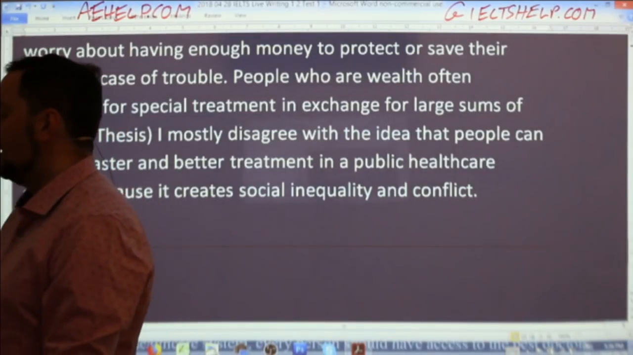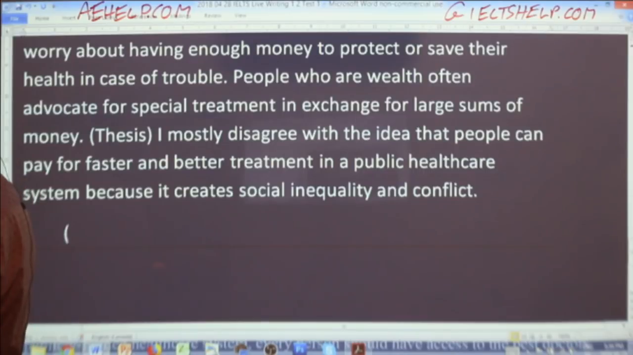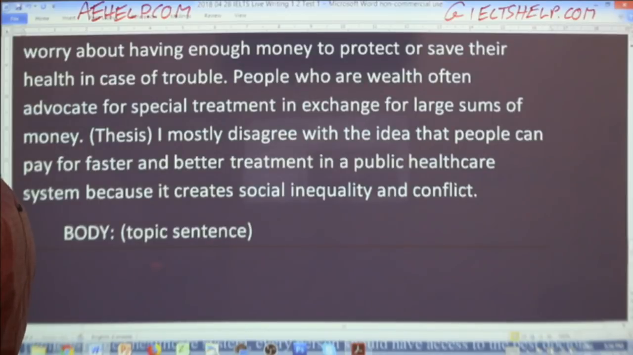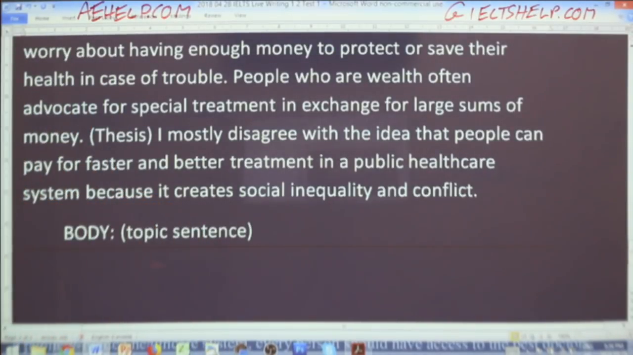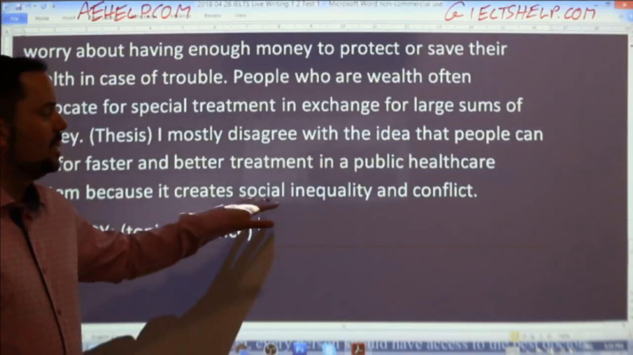All right, so the first sentence, of course, for the body paragraph, I'm just going to tell you that it's a body paragraph here. This is just for education purpose. Do not write body in the actual IELTS. So you write a topic sentence. The topic sentence should be a deeper definition or explanation of social inequality.